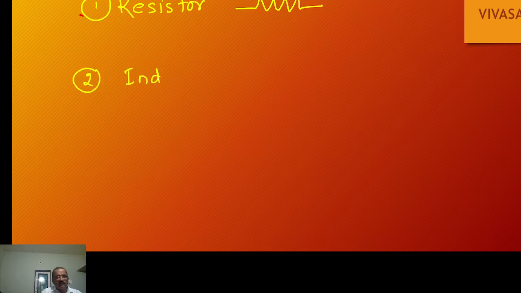The first component we can call a resistor. This is the component of a resistor, and this is the circuit symbol for it. It is shown like this. The second component is inductor. The circuit symbol for the inductor is given like this.